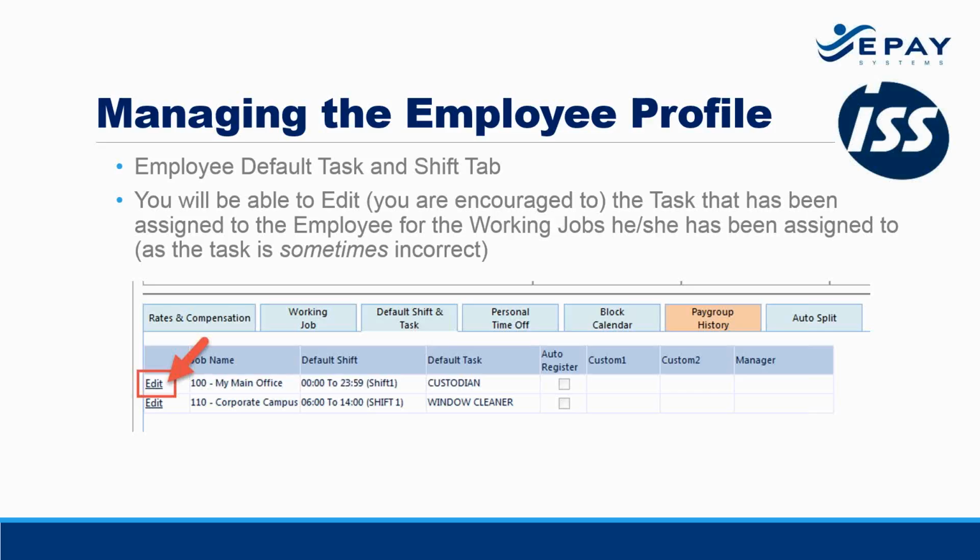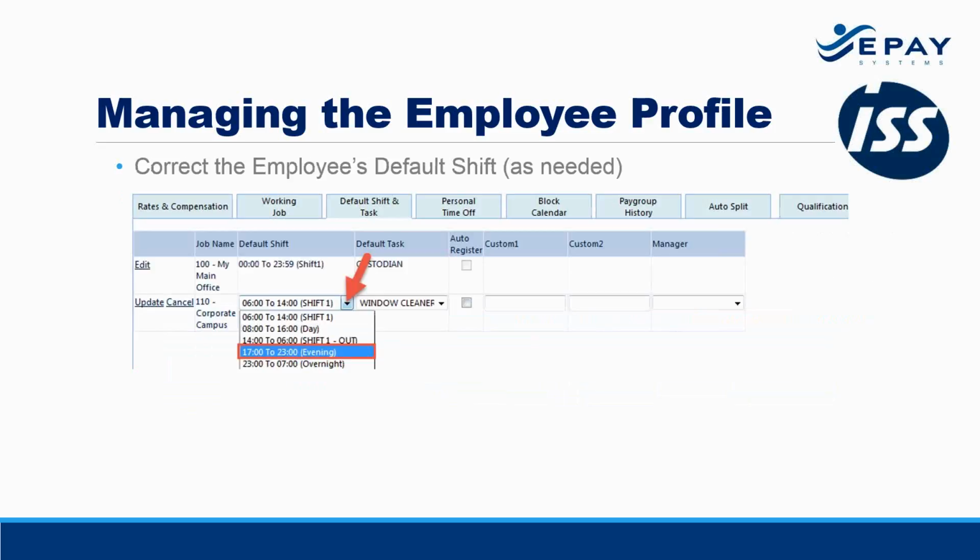Now, as I mentioned, the task sometimes comes incorrect. So you go in there, you'll see that you'll actually have My Main Office, and right to the left of the job name field, I have the edit link. If I click on edit, I then have the ability to go in there and correct the employee's default shift, maybe change shifts, or maybe I want to put them in a different group.